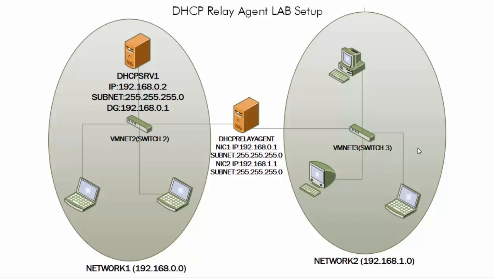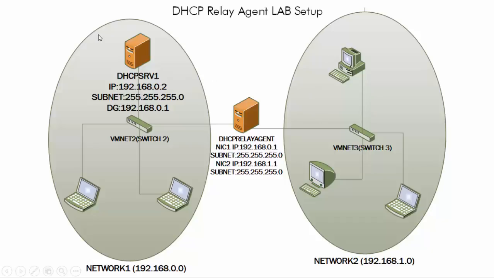My name is Eugene and today I'm going to show you how you can install and configure a DHCP relay agent to forward DHCP discover packets and other traffic from one subnet to the other. And this is the lab setup we're going to use.